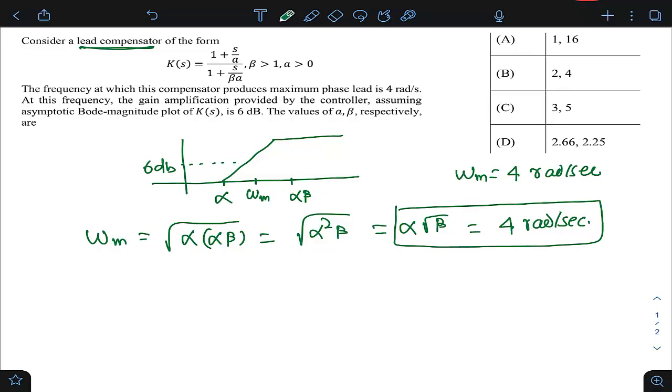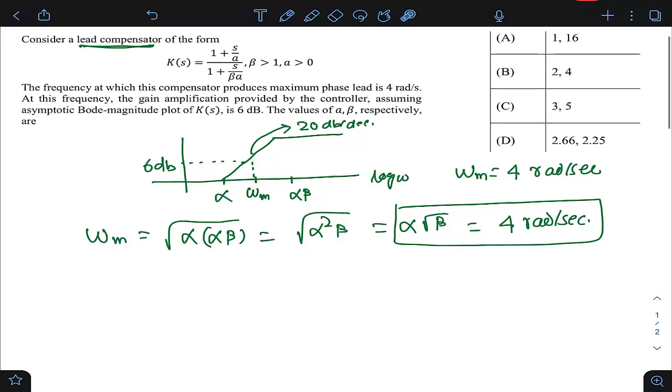Now the next thing you should know is that this magnitude is given as 6 dB at what frequency? At omega m frequency. And what is the slope of this line? The slope of this line is 20 dB per decade, right? This is your log omega axis. This is 20 dB per decade. And I know the amplitude of this line at a certain frequency omega m.